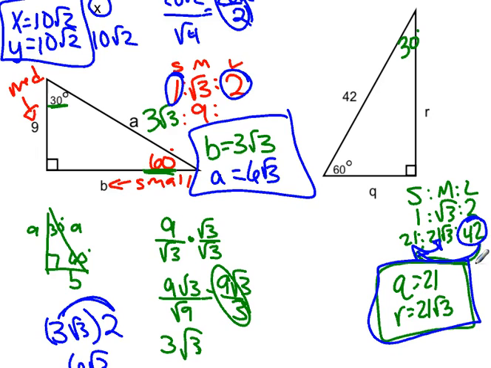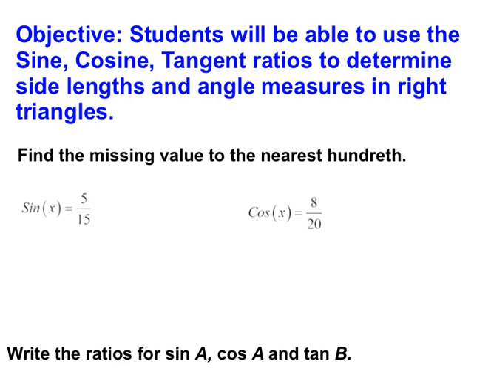Alright, we've got 3 more learning objectives left for this chapter, so let's keep going. Here's the next one. Objective: students will be able to use the sine, cosine, and tangent ratios to determine side lengths and angle measures in right triangles.